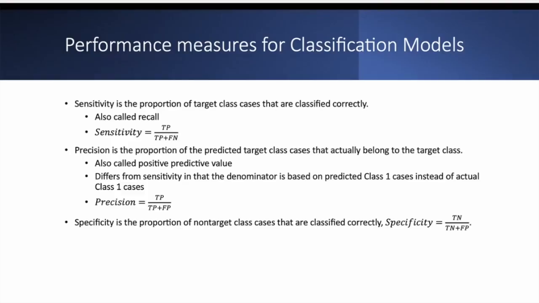Sensitivity, which we sometimes call recall, is the proportion of the target class cases, the observations, that are classified correctly. This is important. It's the proportion of the target classes that are classified correctly.